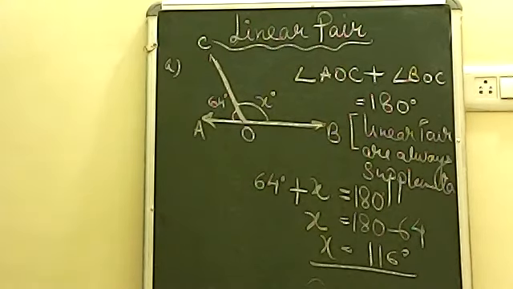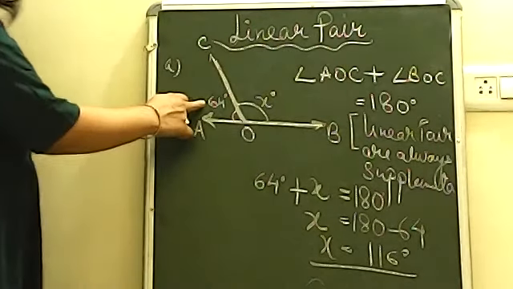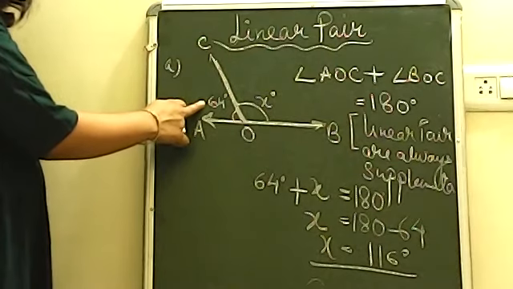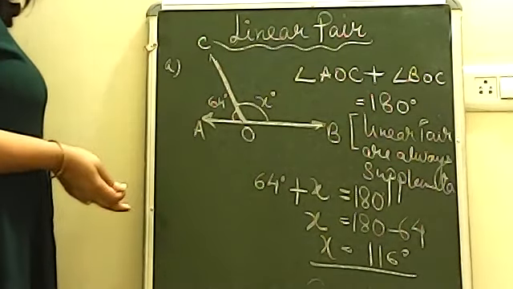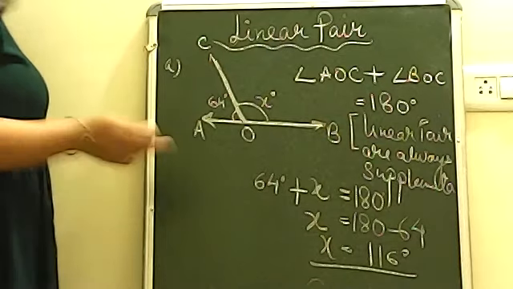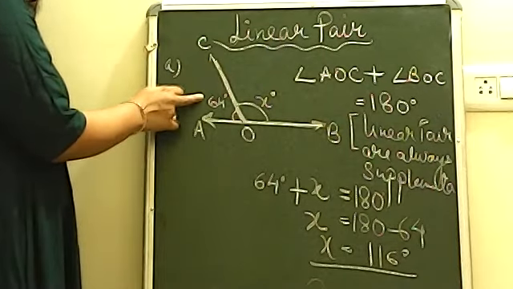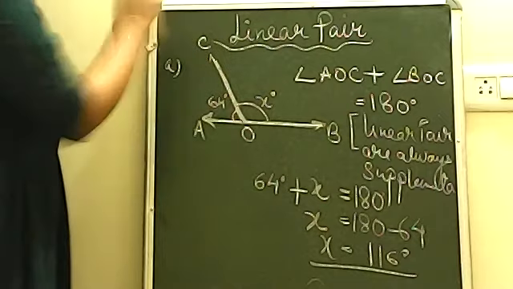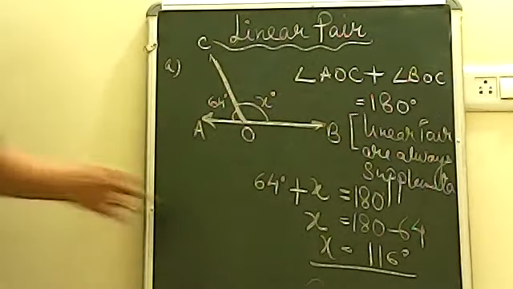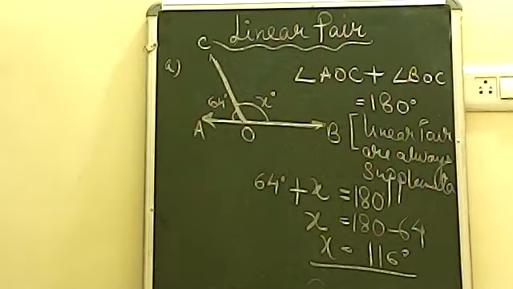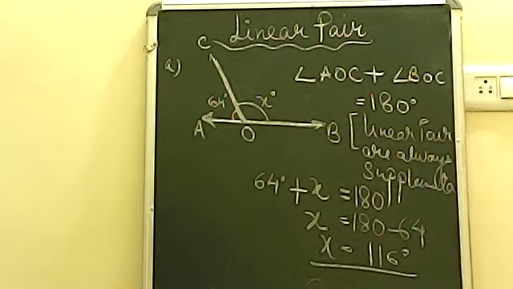Now please see this question thoroughly. One of the angles in the linear pair was acute. As I already told you in the previous concept, if one of the angles of a linear pair is acute, then the other one will definitely be obtuse. So you can see here that it is obtuse, 116 degree.